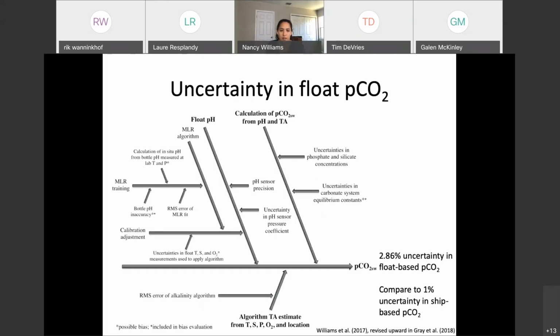So in this 2017 manuscript that I mentioned earlier, we did a thorough uncertainty analysis of all the different uncertainties going into getting this pCO2 estimate from a float. And they are relatively uncertain compared to a ship-based direct measurement of surface ocean pCO2. From a ship, you're going to get about plus or minus 1% uncertainty, and from the floats, it's more on the order of 2.7 to 2.8, 2.9. The reason I am not nailing down a number is because this is actually still evolving.